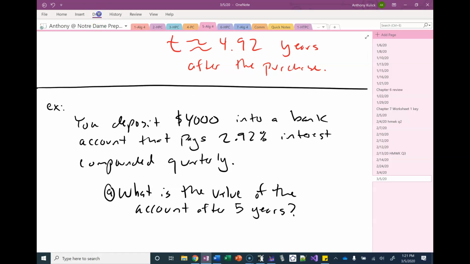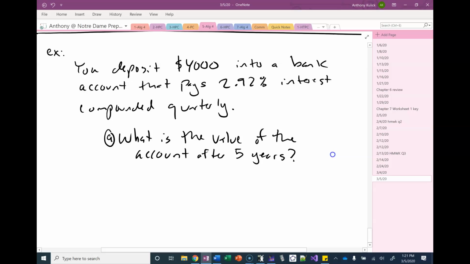Okay, so this third situation says you deposit $4,000 into a bank account that pays 2.92% interest compounded quarterly. What is the value of the account after 5 years? Which of the two models should we use in this situation? The compound interest formula. This question is decidedly about banking and bank accounts, right? So that formula was FV equals PV times (1 plus r over n) to the nt.